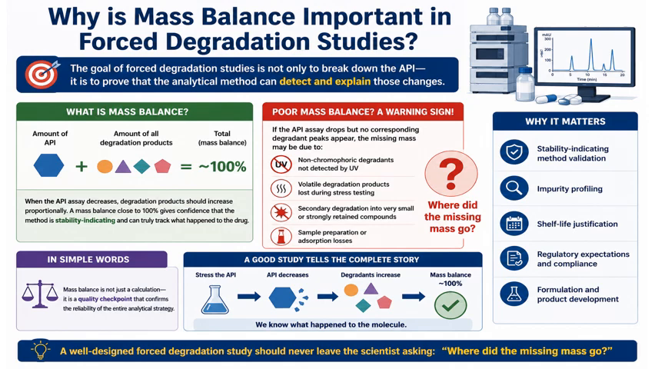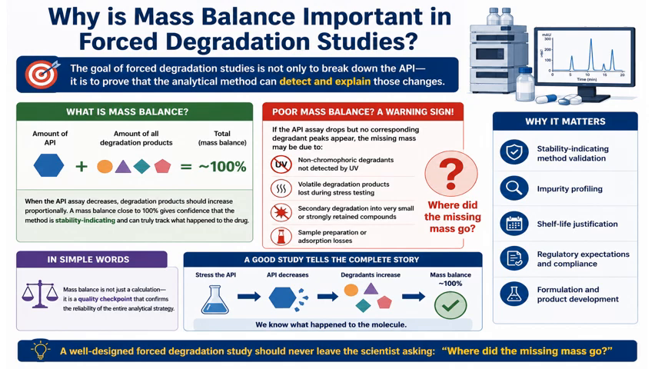For example, if I am adding X amount of API, considering it as 100%, and I am doing degradation, the degradation impurities are around 5%. So I should get the API assay as 95%. 95 plus 5% degradation will give you 100% as mass balance. When API assay decreases, degradation products should increase proportionately, and a mass balance close to 100 should be there to give you confidence that the method is stability indicating and the method can truly track what happened to the drug.